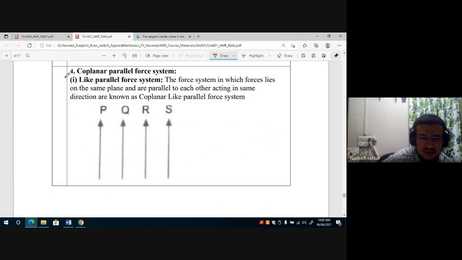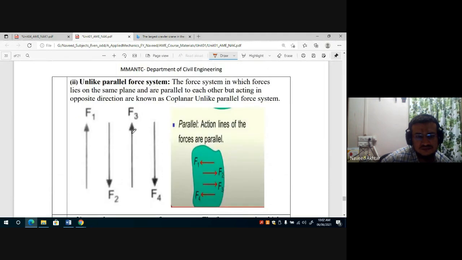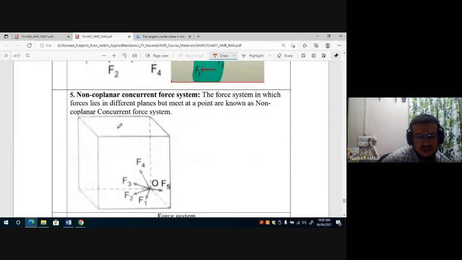Then there are coplanar parallel force systems. If all the forces are parallel to each other and acting in one direction, this is called a like parallel force system. If the forces are acting in parallel but opposite to each other, that is called an unlike parallel force system. This we have already covered in unit number one.